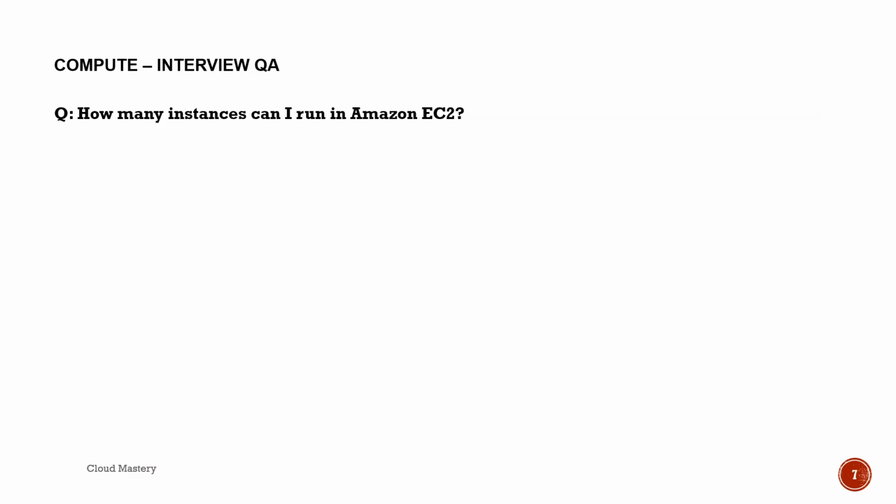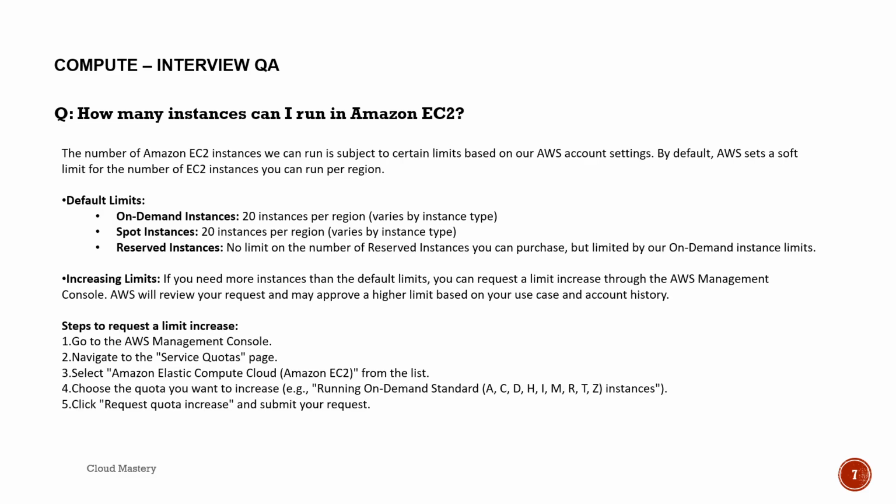Now let's talk about some questions which may be asked in an interview, or which you should at least know as basic understanding, like how many instances I can run in EC2 in AWS. For on-demand instances, the default limit is about 20 instances per region, and for spot instances this is also the same, 20 instances, but it varies by instance type. For regional instances, there is no limit; you can purchase and then use them, but it is limited by the on-demand instance limit.